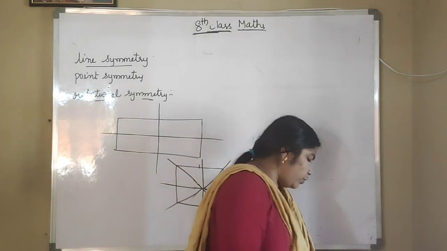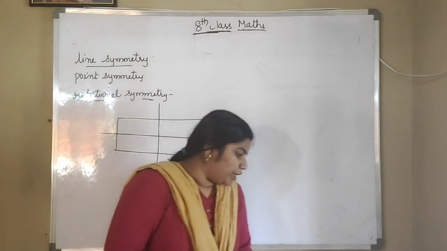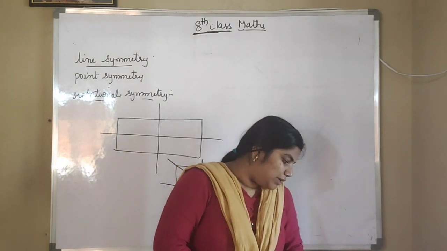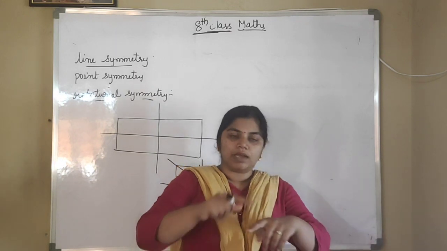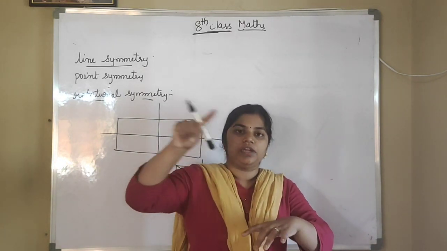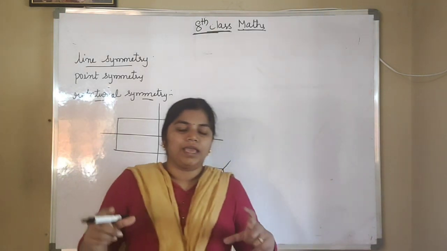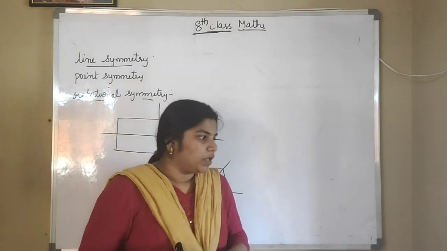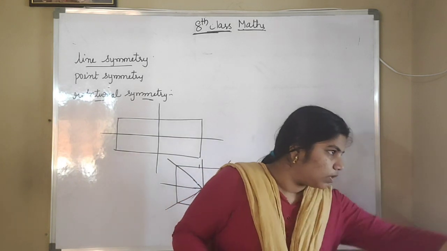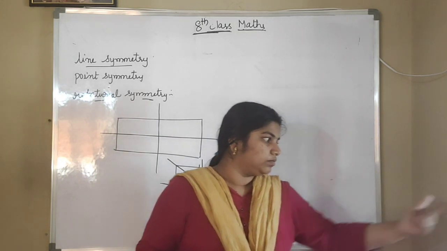Okay, so next is rotational symmetry. So what do you mean by rotational symmetry? Rotational symmetry means if you take the center and rotate through 360 degrees, how many times does the figure come back to the same order? Suppose a pouch.